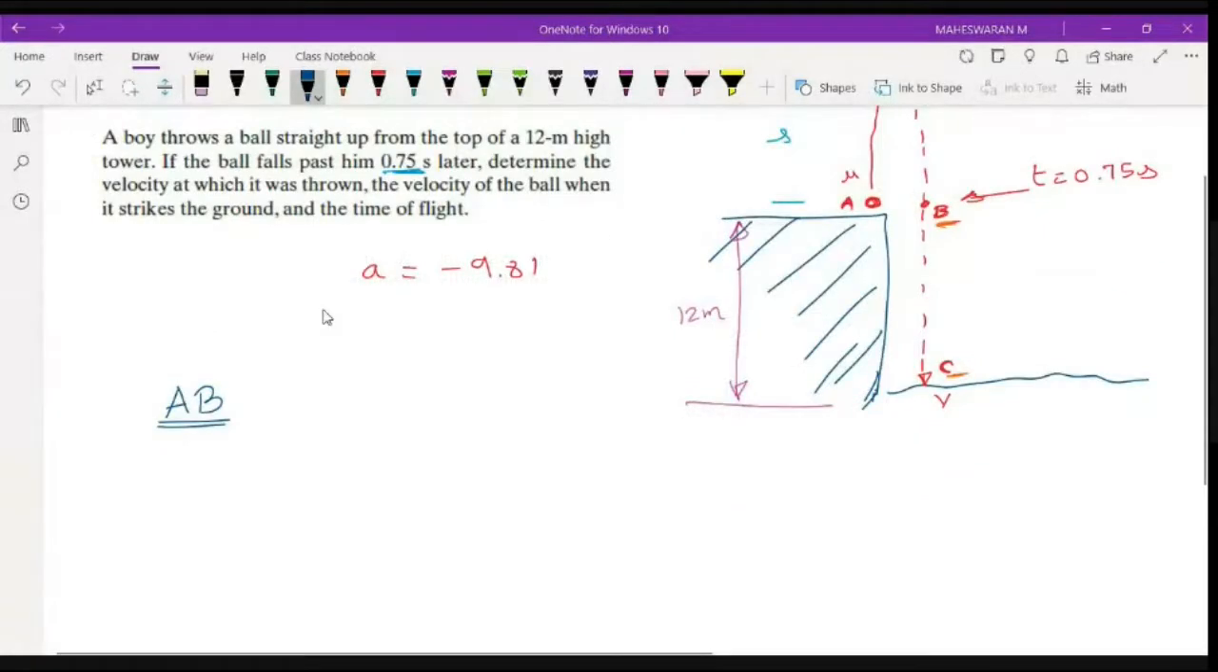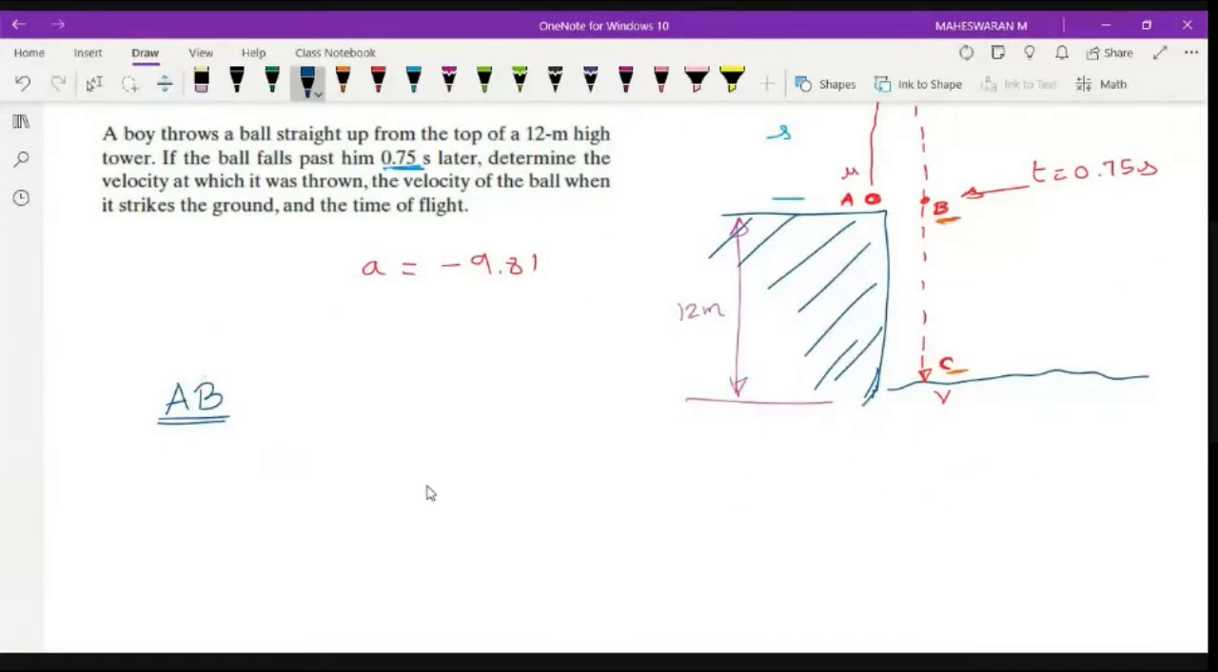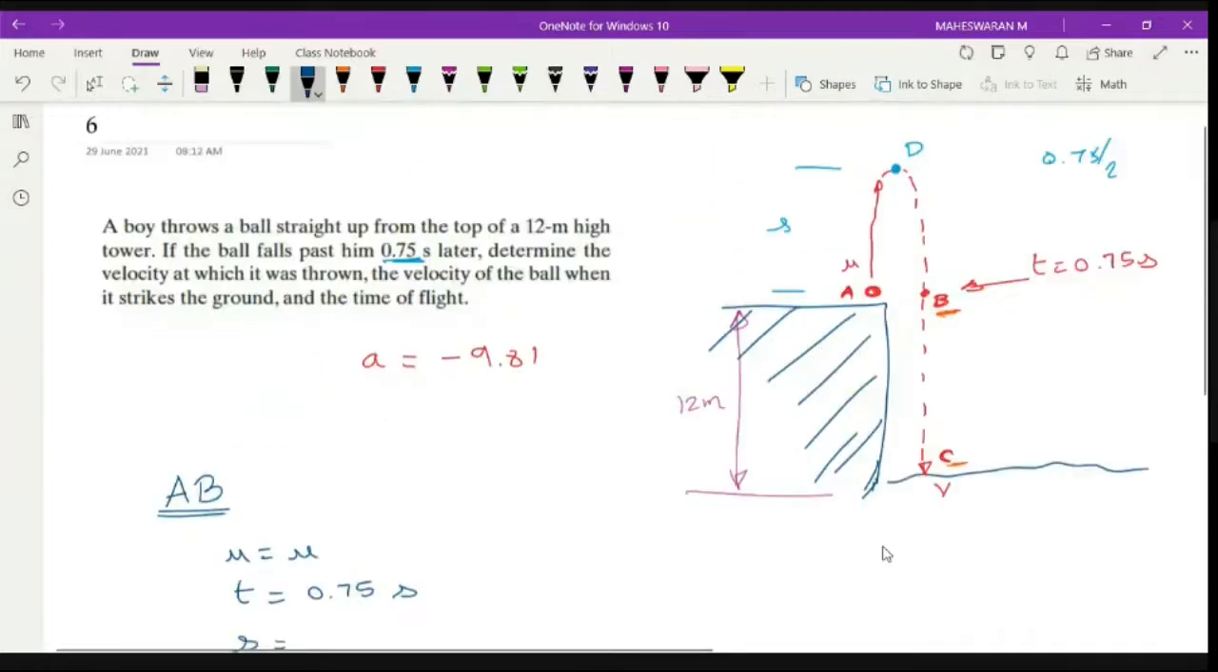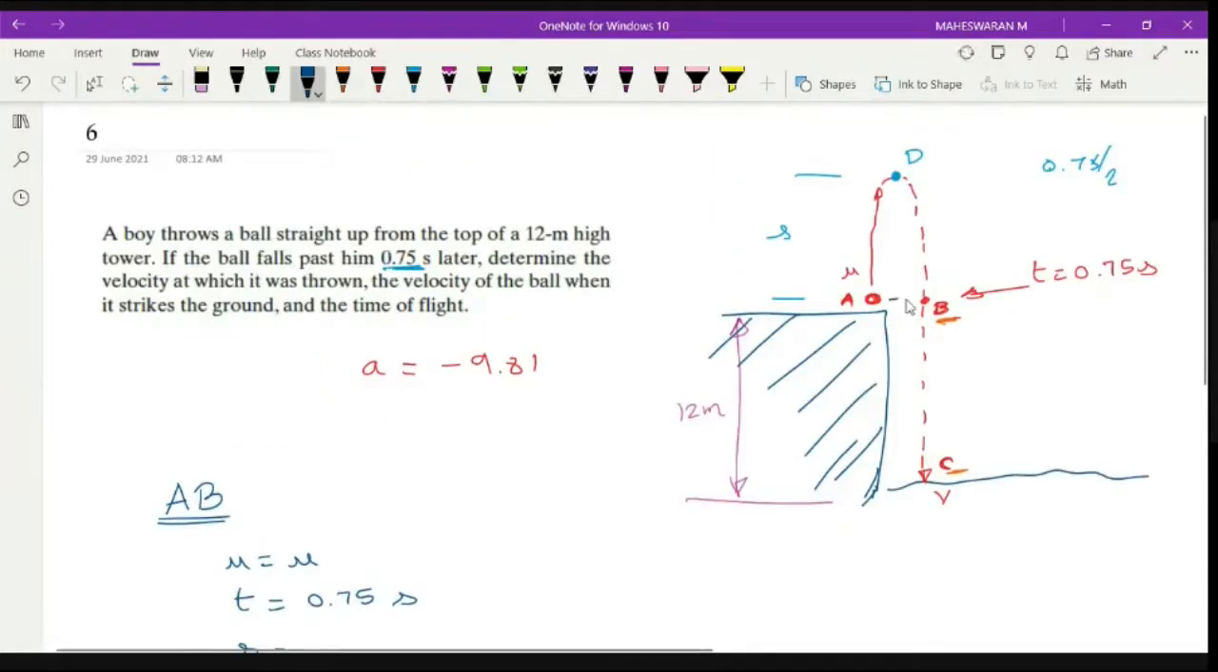We use V is equal to U plus AT. So what data do we have? We don't have the velocity U, so let me consider this as U itself. We have time, which is 0.75. And we missed one data, which is S. Initially my S is 0 at this location. It is going up and coming down, so what is my S? We relate it to A and B.